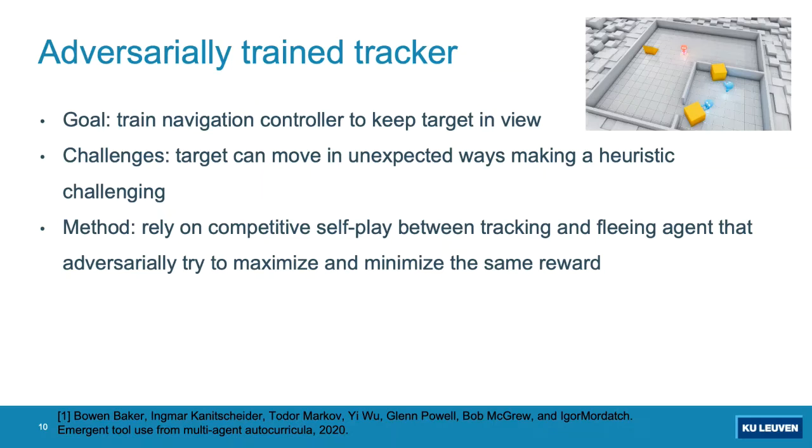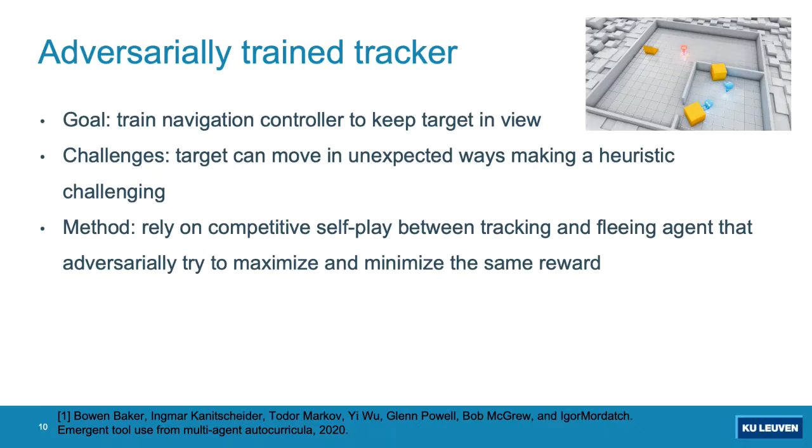I think when you go jogging or mountain biking, you want the drone to follow you. What are the challenges? Well, when you're mountain biking or anything, the target can move in unexpected ways. So if you would just apply a standard fleeing behavior, let's say, it might not capture all the behaviors required for the tracker. So what is our method?